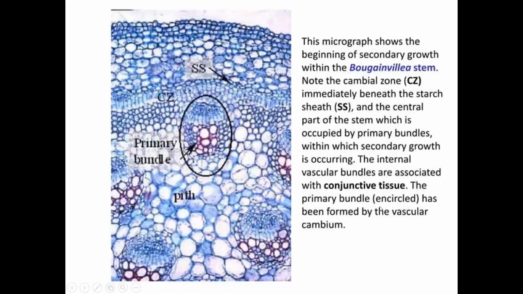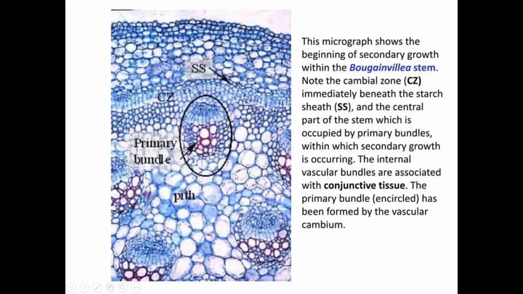So here, in the bougainvillea stem, this one is the cambial zone, which is present beneath the starch sheath. So that is the pericycle, then the starch sheath. And the central part of the stem is occupied by the primary bundles, within which the secondary growth is occurring. So from this only, the secondary growth is occurring.